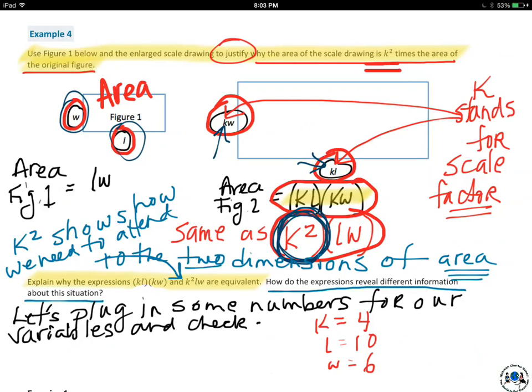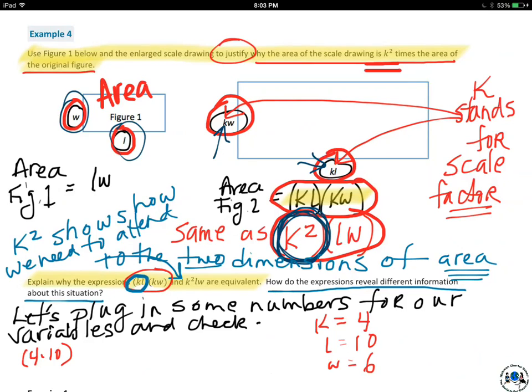Okay, let's go ahead and say that our K, or our scale factor, is 4. Which means that it's 400% enlargement. I'm just making this up. This is just hypothetical. And let's say we have a length of 10 and a width of 6 in our original figure. Okay, so let's plug this in.